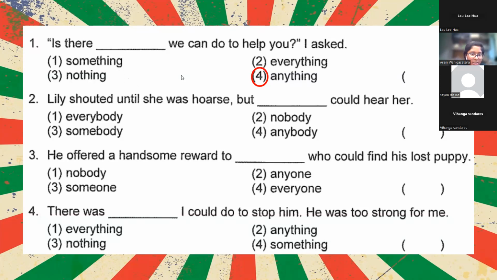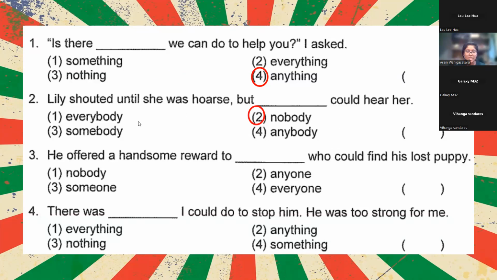The next question is: Lily shouted until she was hoarse, but blank could hear her. Nobody. Nobody. Any other answers? Everyone thinks that it's nobody, is it? Okay, so the answer is nobody.